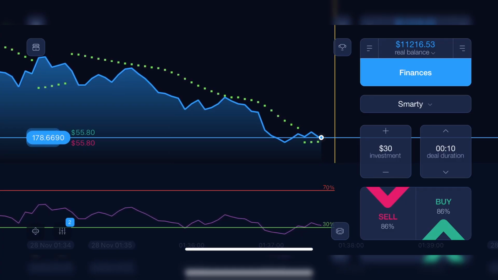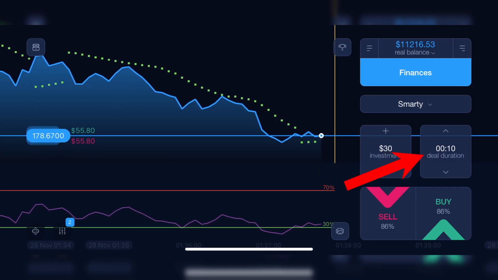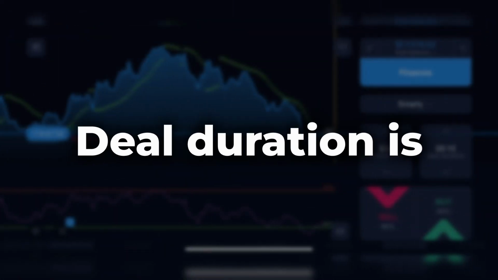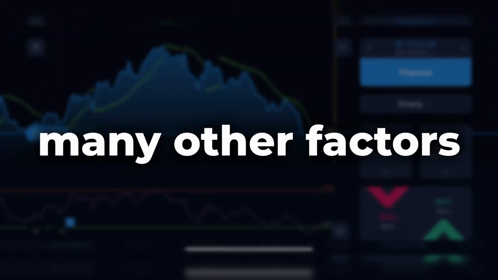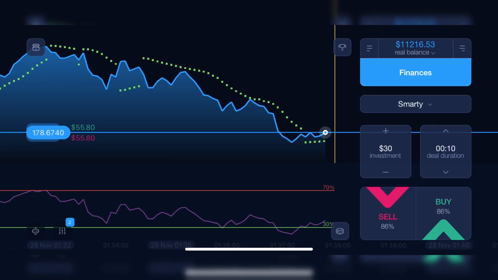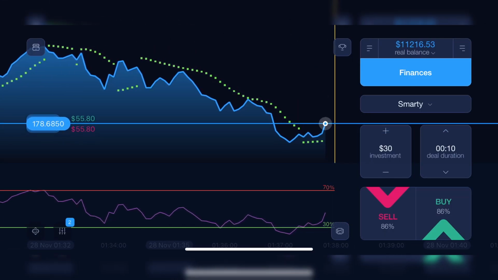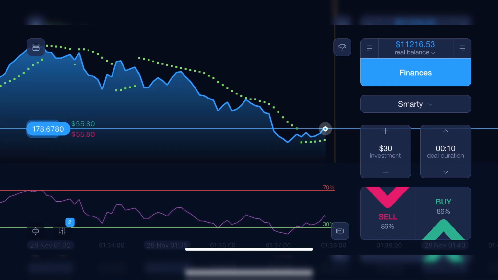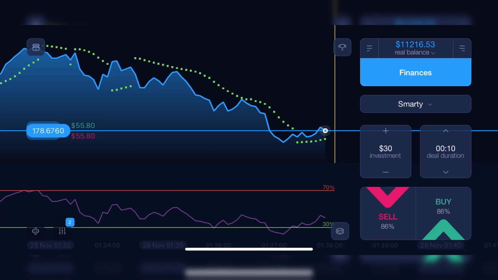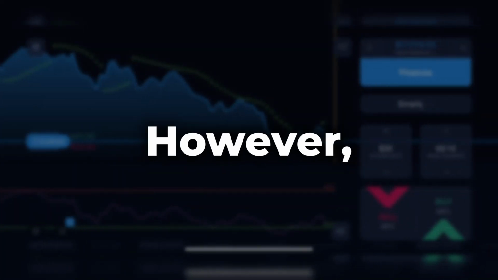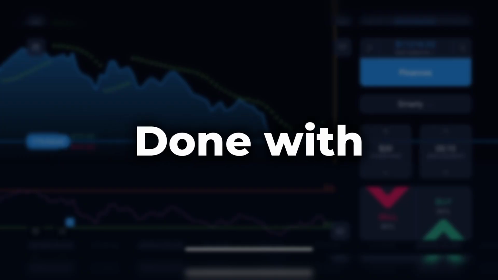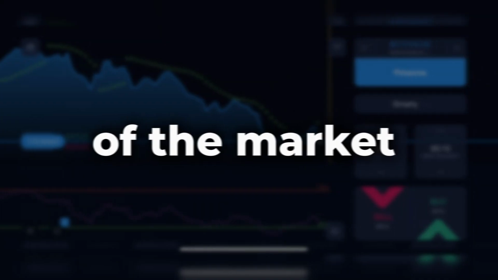An important metric while trading is the deal duration. Currently, I've set it to 10 seconds. The deal duration is something that is affected by many other factors. Most important among this is the movement of the market. Usually, with slow-moving markets, traders tend to use longer deal durations, while in a highly volatile market, it is set to a short time period. However, using a short deal duration like this for trade needs to be done with proper knowledge of the market.